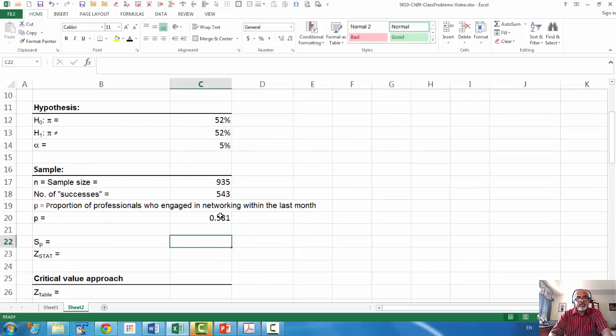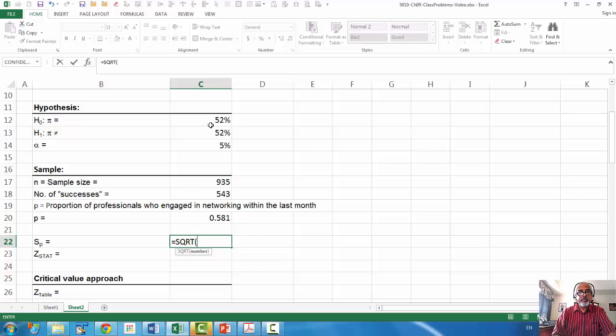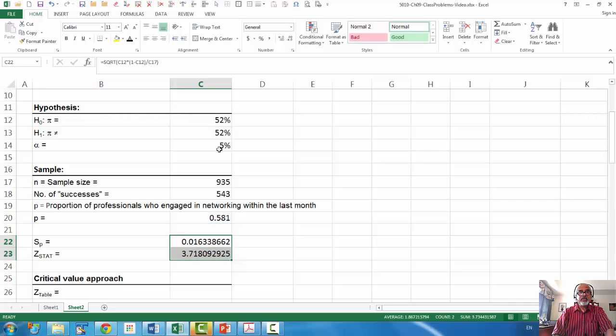Now remember, in confidence interval we would have used P, the value of the P. But here we have the pi stated in the null hypothesis. So we do square root of pi times 1 minus pi divided by n. So that will give us the standard error. So z value then is p minus pi divided by S sub p. So that's our z stat.